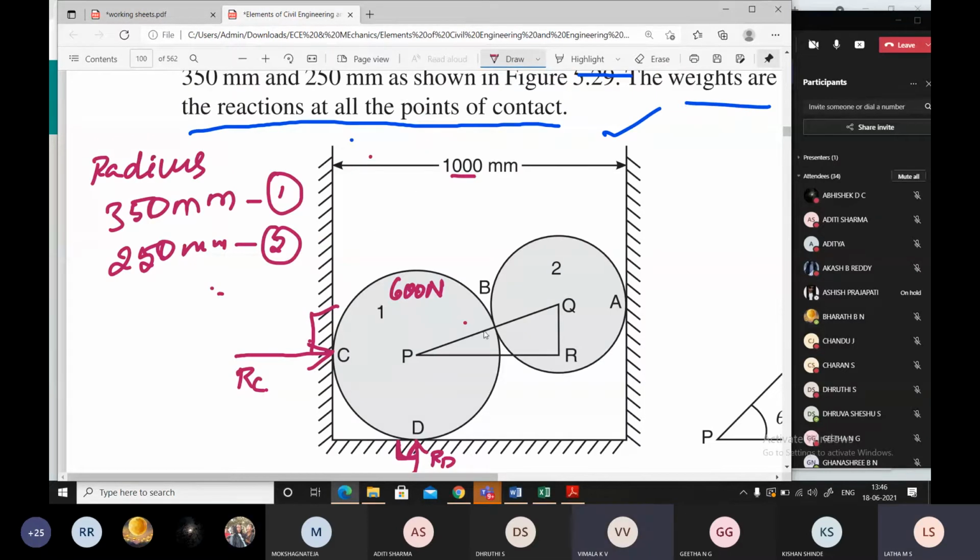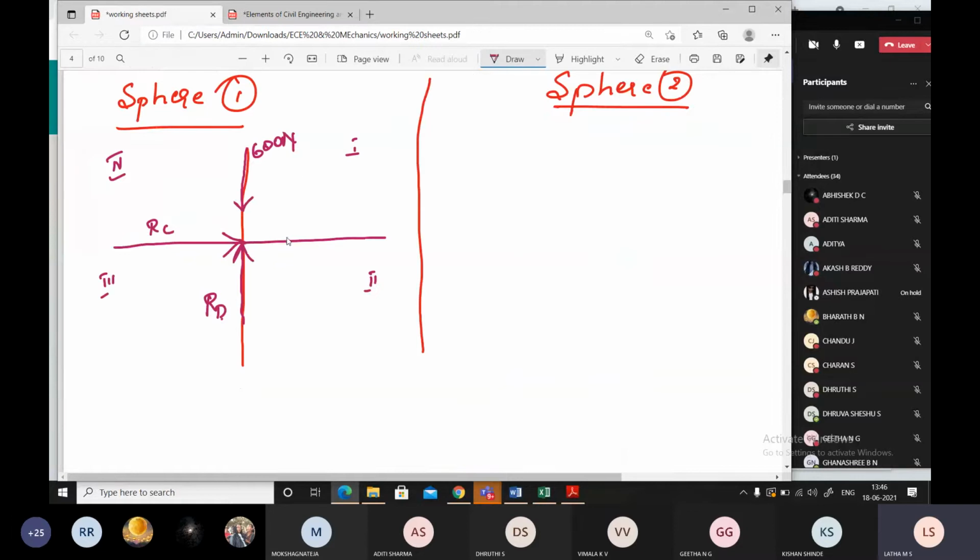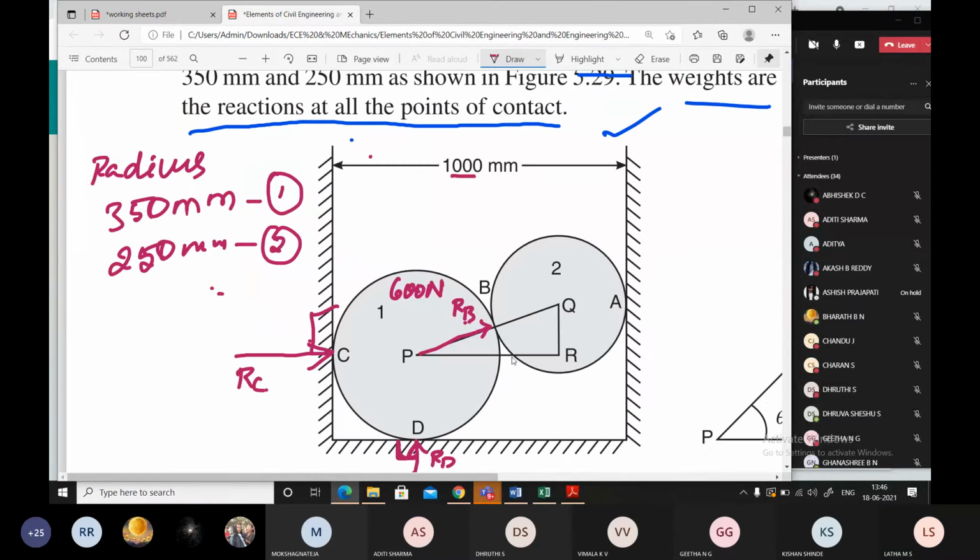RB, ma'am. How should I mention it? Yesterday I told you, if you don't understand what the direction should be, you can assume it just away from the point, okay? So in which quadrant is it coming if I'm drawing RB? First quadrant, ma'am. Now give me the angle of RB. 48.18.